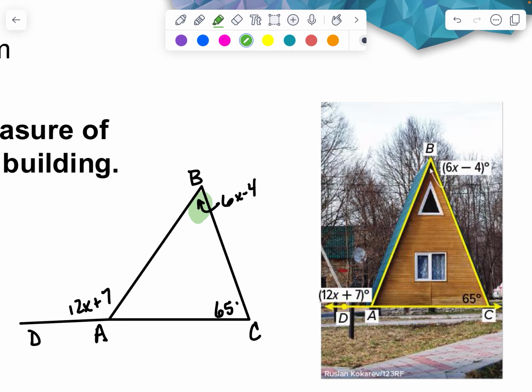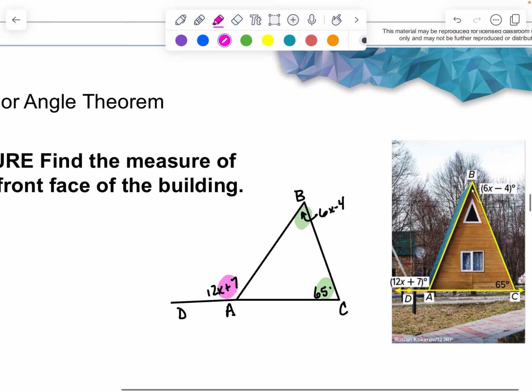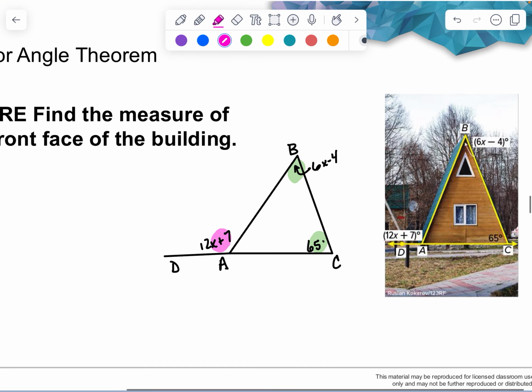Here's our two remote interiors, and here's our exterior. So we're going to say that the remote exterior equals the two remote interiors added together. That's how that math works.